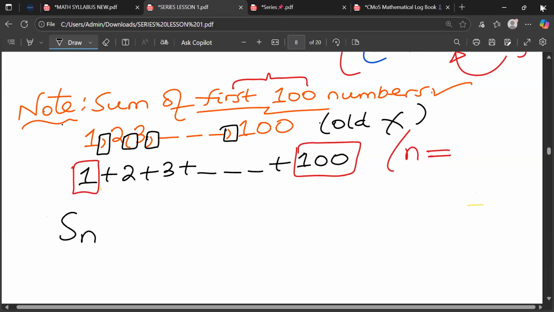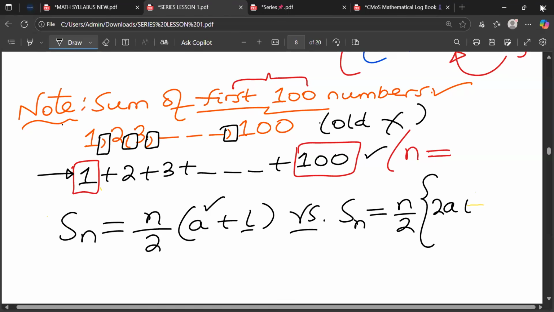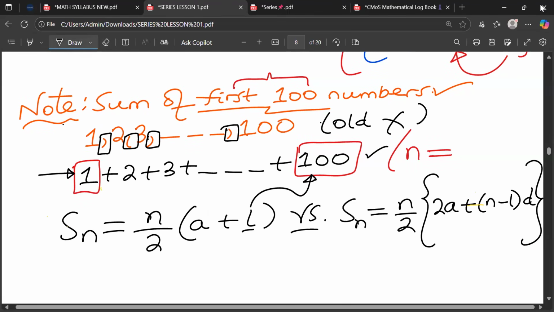Sn equals n over 2, (a plus l). This is first term, which you have here, and this is last term, which you have here. Why would you really go for the other formula? If I put it here, it is n over 2, and you can use curly brackets, 2a plus (n minus 1)d, then you close with curly brackets. Which formula is really better? The last term is here, 100. The first one is here, a is 1.